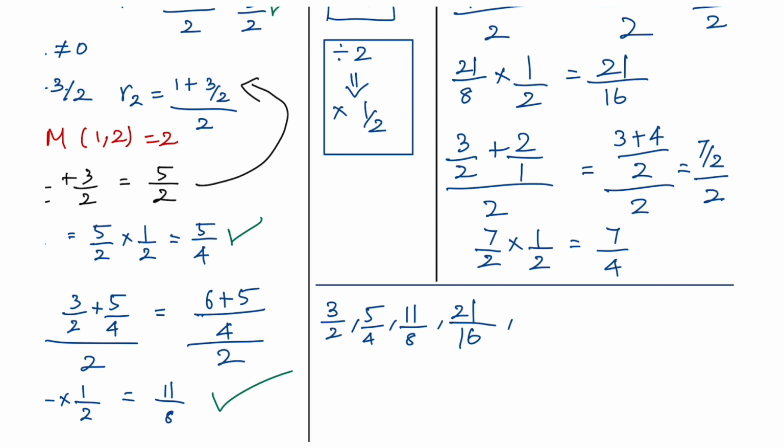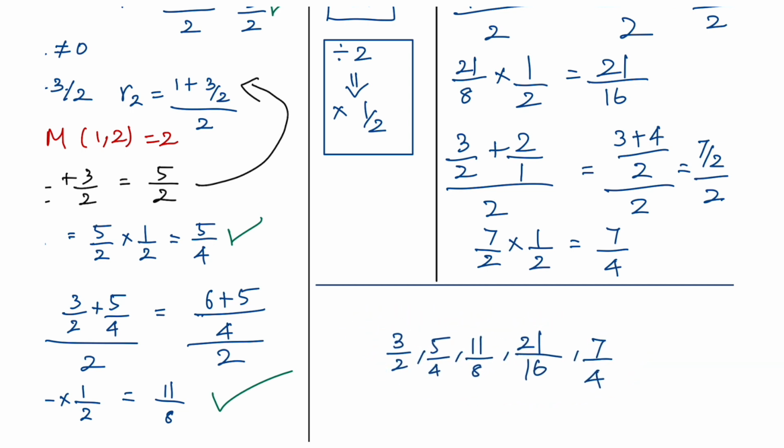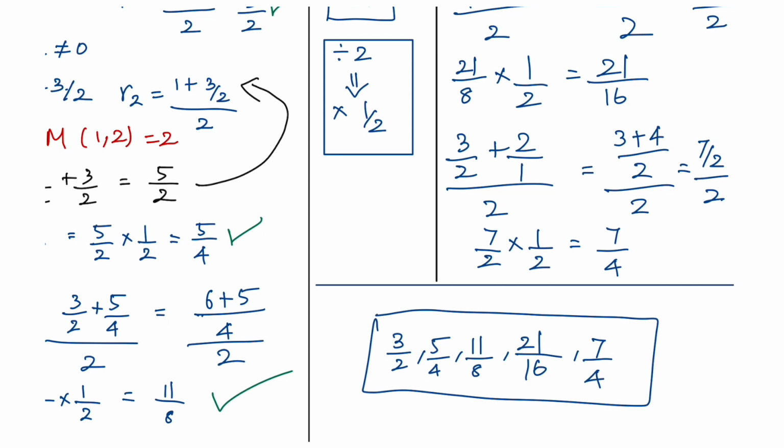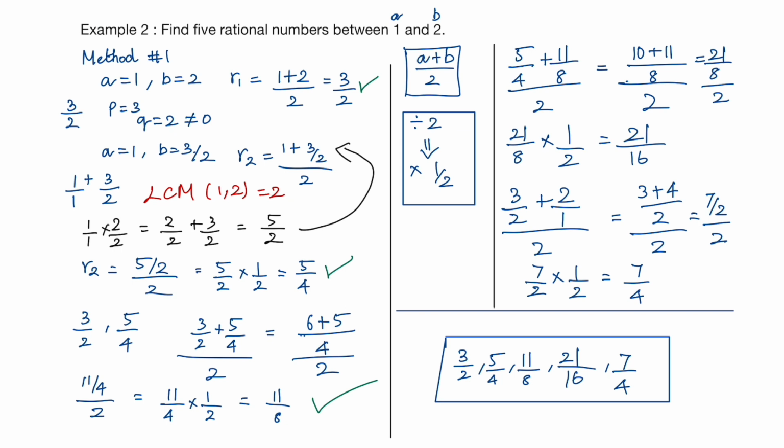Okay, so 7 by 4 is another number in between the numbers 1 and 2, which is also rational. Okay, now here we have 5 numbers that are rational. So these are 5 numbers. All these are in the form of p divided by q, where q not equal to 0, and all these are in the range 1 and 2. So this is one method where I can solve this question.